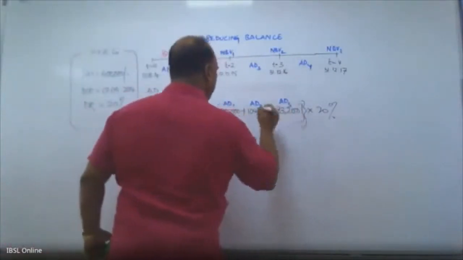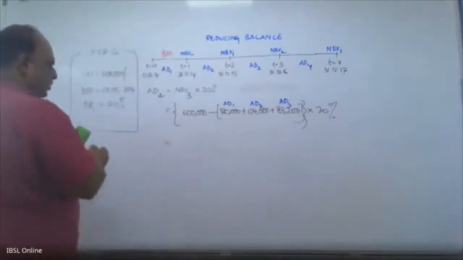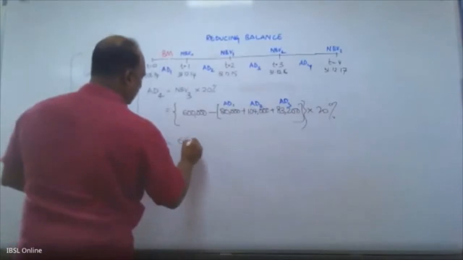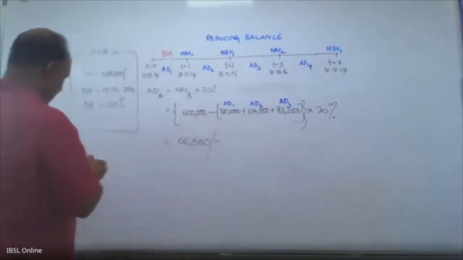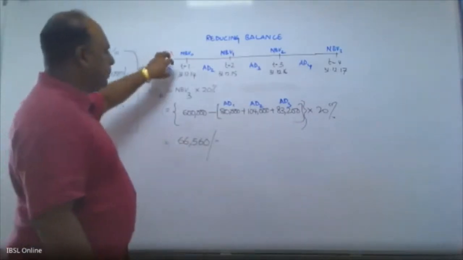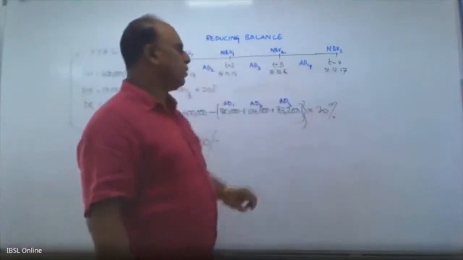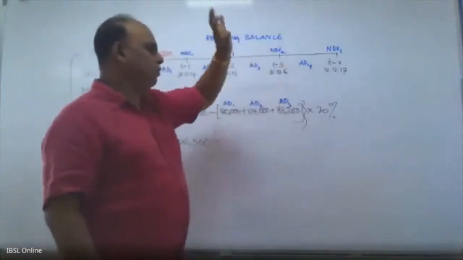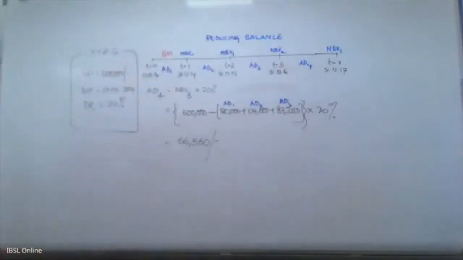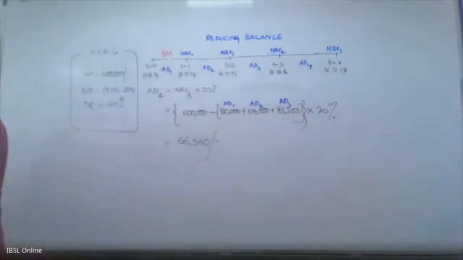So now you will have 66,560. So the first part of the question is done, where they wanted us to calculate the annual depreciation for each financial year up to 31st December 2017. So AD1, AD2, AD3, AD4, we have calculated. Second part of the question is to calculate the accumulated depreciation. What you need to do? Add all four, and that will be your answer for the second part.